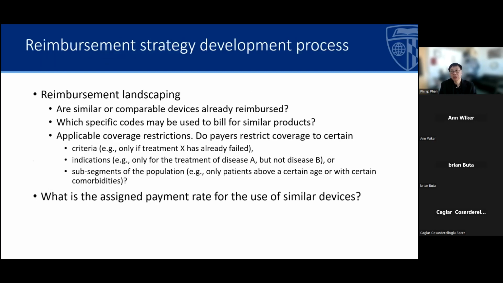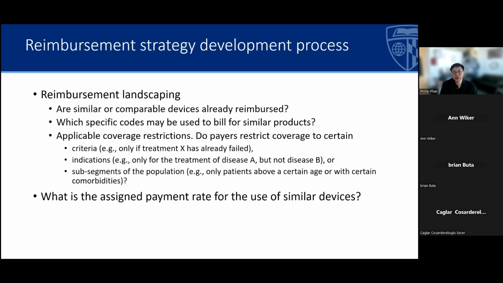Okay, so now, how do you go about actually developing a reimbursement strategy? So I use the word strategy very deliberately because you do have to be somewhat deliberate and forward thinking, thinking prospectively about your reimbursement plans.